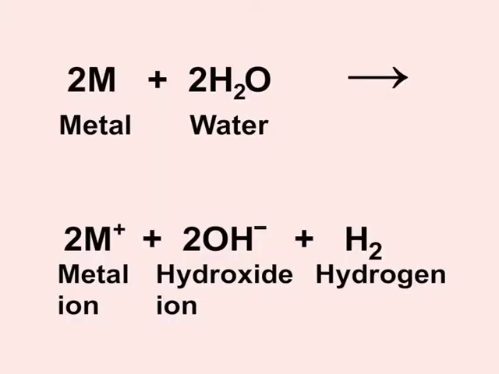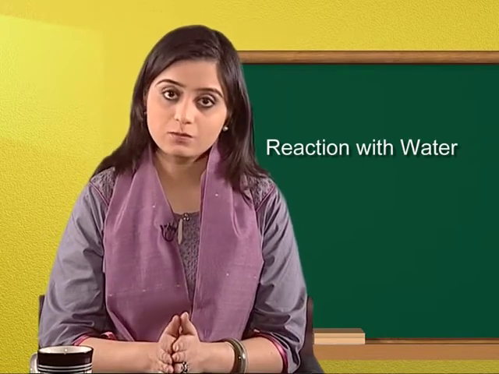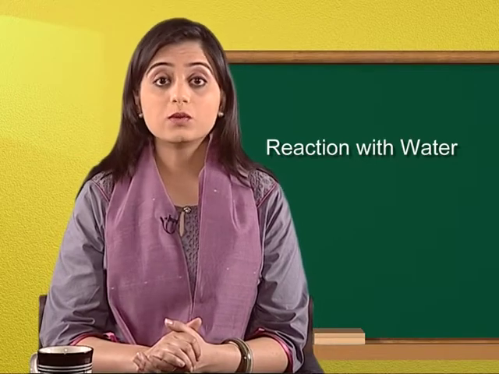Reaction with water. The alkali metal reacts with water to form metal ion, hydroxide ion and dihydrogen gas. If we represent alkali metal by M, we can write the general equation as shown on the screen. Among alkali metals, hydrated lithium has the most negative standard electrode potential and hence is the strongest reducing agent. Even then, lithium reacts with water less vigorously than sodium.